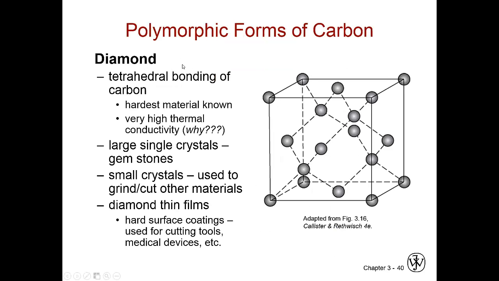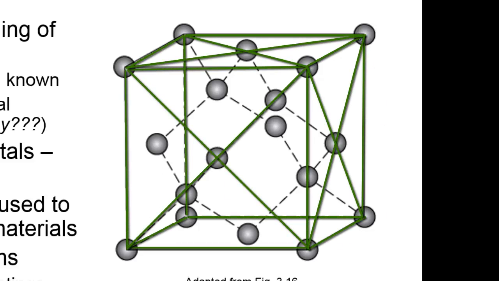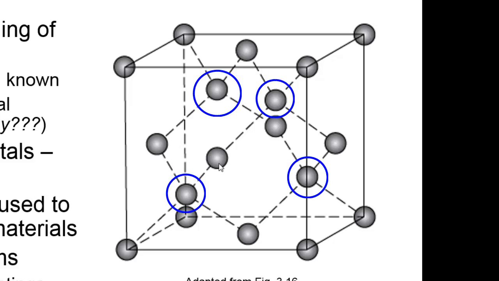So we mentioned carbon. If you'll notice, here's diamond, the hardest material that we know. And you notice that it looks like a face-centered cubic structure, but then it has these additional internal tetrahedral atoms in between all of these corners and faces. And that makes it tetrahedral. So if you see this one, this one, this one, this one, this one, and this one, this is kind of internal. It's in between this face, this face, this face, and this corner. And we have essentially four of those tetrahedrons within this cube.